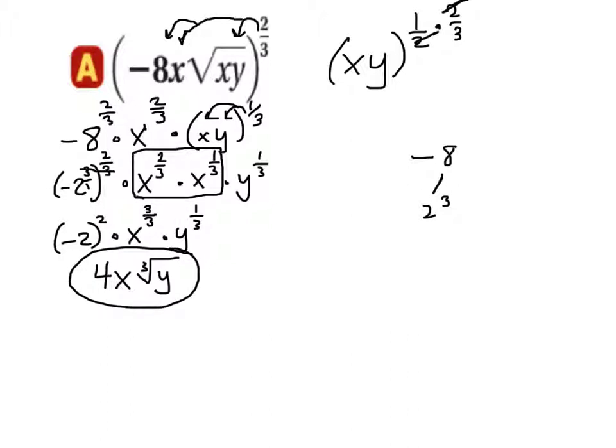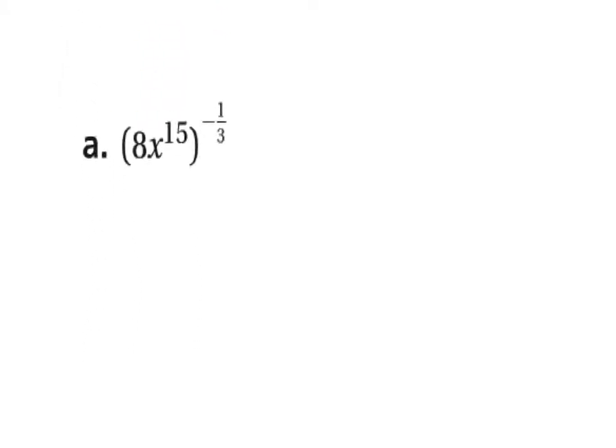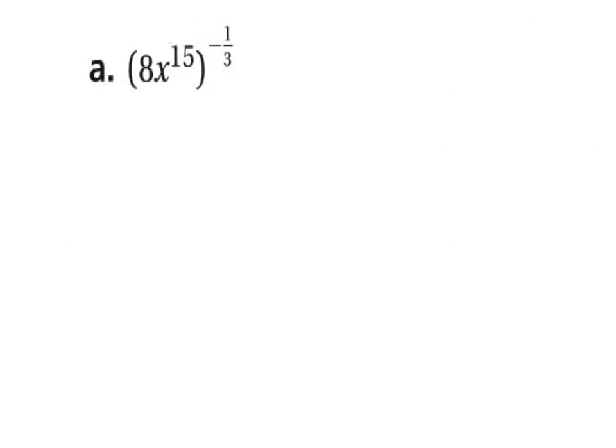Okay? All right. Now, let's take a look at this bottom left one right here. You'll notice on this one, a little bit different, we have a negative exponent. So a negative exponent tells us that we need to move it to the bottom of a fraction. So this really needs to be 1 over 8x to the 15th, all to the 1/3 power. Okay?